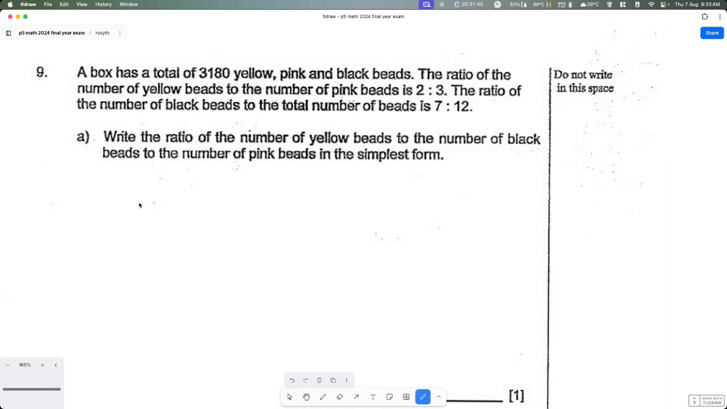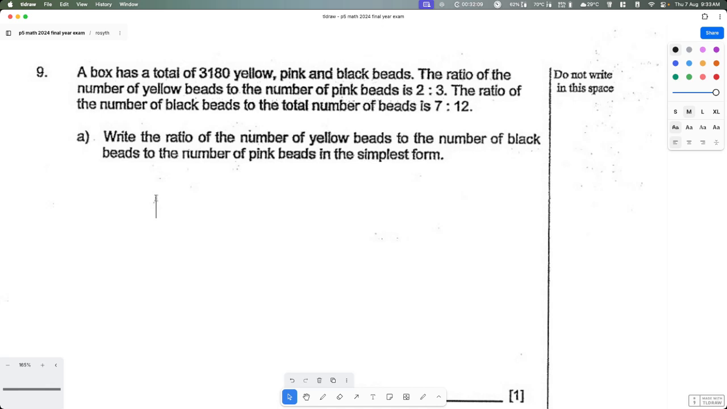All right, next question. Question 9. A box has a total of 3,180 yellow, pink, and black beads. The ratio of the number of yellow beads to the number of pink beads is 2 is to 3. The ratio of the number of black beads to the total number of beads is 7 is to 11. Write the ratio of the number of yellow beads to the number of black beads to the number of pink beads.